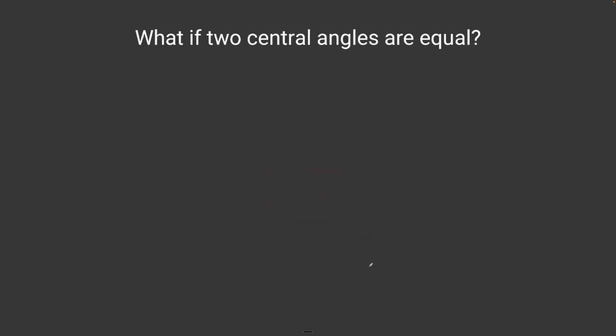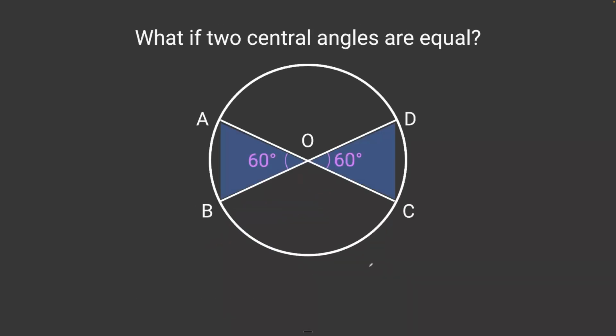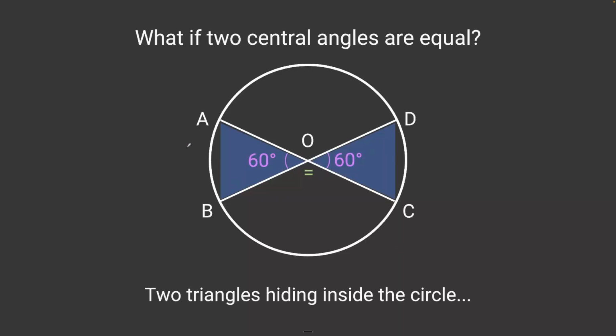But what if two central angles are equal? When we have two equal central angles, that can only happen when the arcs are also equal. The same arc will subtend the same central angle. And at the same time, we get two triangles.